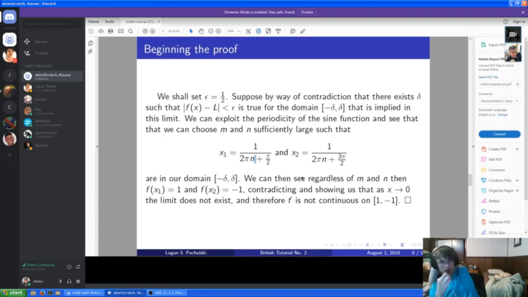Yes, I need to make that clear, because I didn't see it in this slide. Why is that? Once again, we can make m and n sufficiently large. These two variables here are in the domain (-delta, 2 delta). We can then see, regardless of our choices of m and n as long as they are integers, that f of x1 equals 1 and f of x2 equals -1, contradicting our attempt to prove the limit.